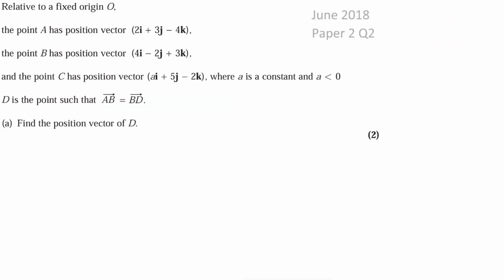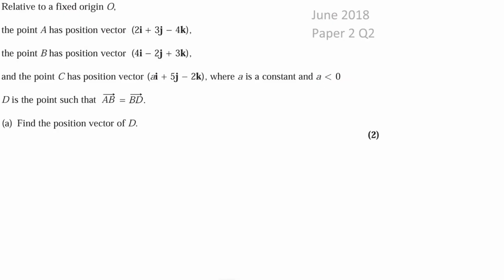Okay, so this is quite a long question, so let's break down what's going on. We're told about a point A that has this position vector here, and a point B that has this position vector here. We're told about another point C that has the position vector ai plus 5j minus 2k, where a is a constant and it's a negative number, it's less than 0.